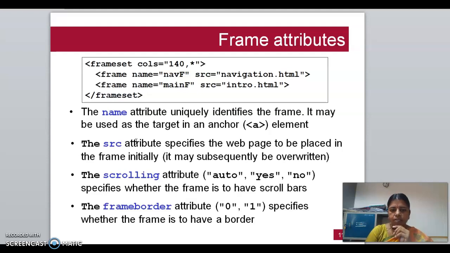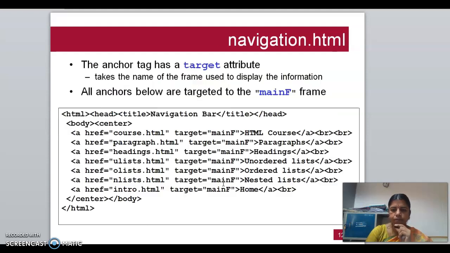And scrolling means if a particular web page contains more information, the scrolling options will come automatically. For that we can give auto, or yes or no. If you give no, we can't scroll the particular web page, the content stays at the default, and we can't make scrolling options. And for frameborder we can use 0 or 1. 0 means no border, and 1 means we give the border for the frames.